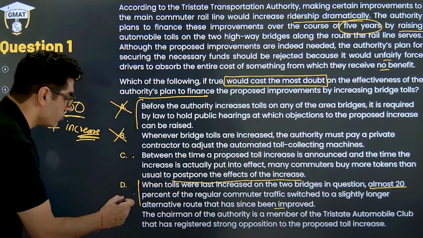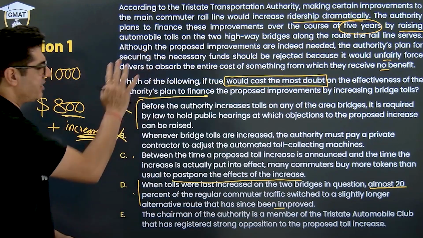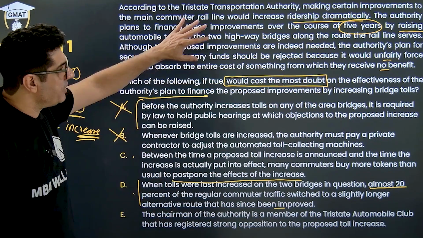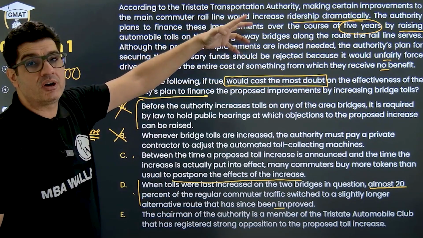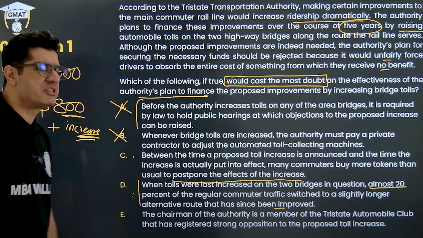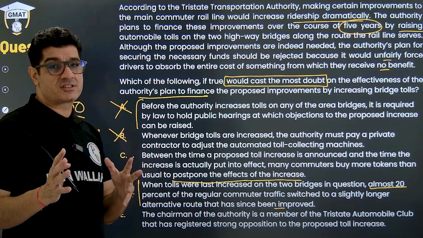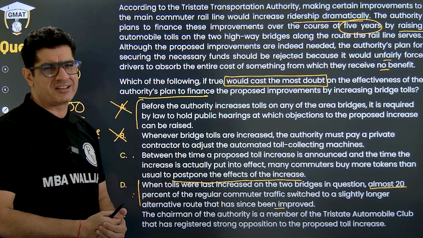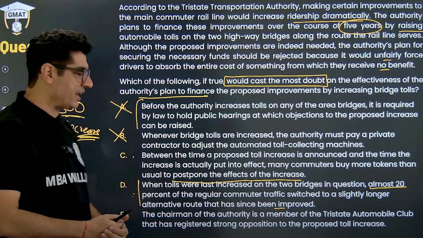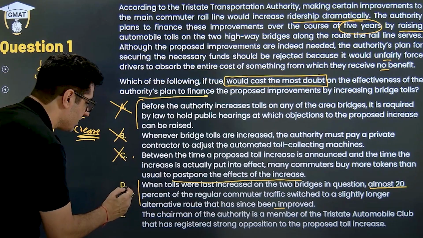So this so far is the strongest challenge to their plan. They were assuming that by increasing the toll, we will be able to earn extra money. D gives us something that says that, hey, the chances of you earning extra money through that increase are not very bright. So let's eliminate C and keep D in the running.